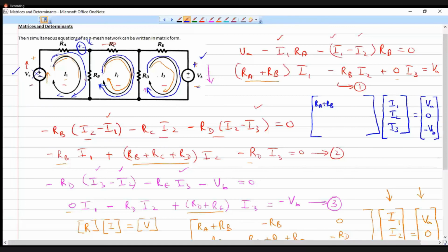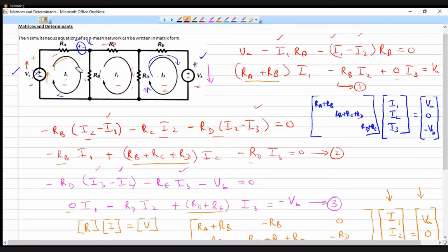For the second diagonal element, we go to the second loop and see what resistors are there. While traversing this loop, I see RB, RC, and RD, so I can write RB plus RC plus RD. The third diagonal element is for the third loop. If I traverse here, I see two resistors, so I take the sum total, RD plus RE. The diagonal elements are the easiest to write, so I have written all of them first.